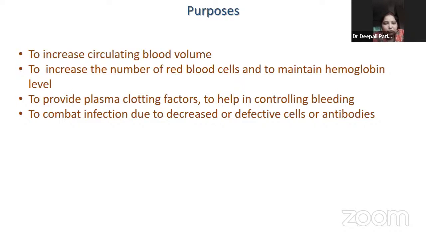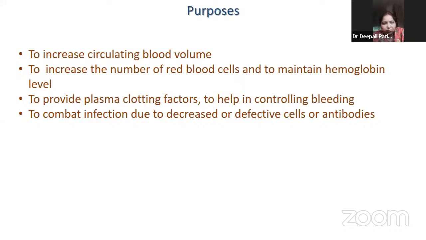First purpose, to increase the circulating blood volume. The normal volume of circulating blood is 4.5 to 5 liters in a human body. So whenever there is blood loss or huge extensive plasma loss in certain cases like acute extensive burns or acute extensive hemorrhages, then the patient should have the blood volume replaced. In such conditions, blood transfusion is needed.